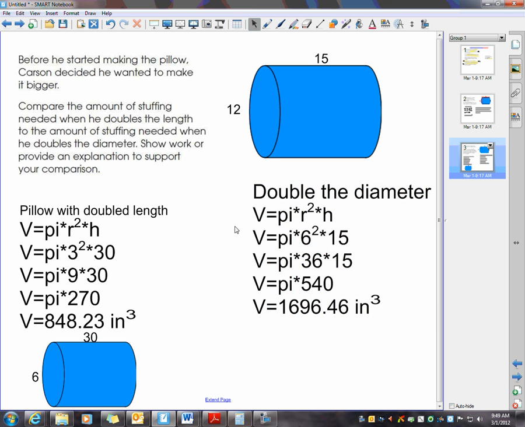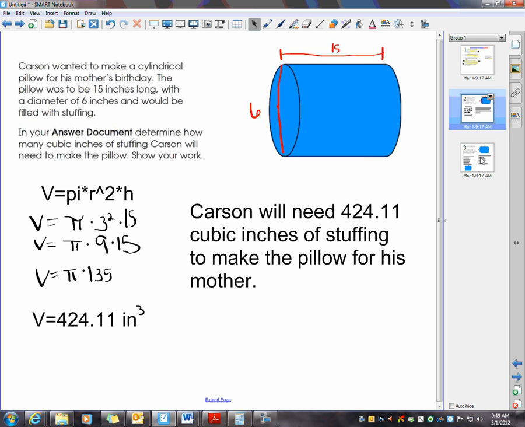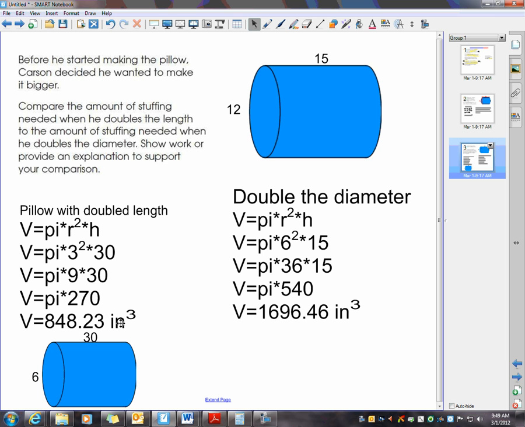All right, so if I double the diameter, this is how much stuffing I need. So notice that when I double the length, it gets significantly bigger from the first pillow, which was 424. If I double the length, it gets to be almost twice as big. If I double the diameter, it's almost 4 times as big as the original. Now, another common mistake is to not read carefully what you are to compare. So the problem says compare the amount of stuffing needed when he doubles the length, so this, to the amount of stuffing needed when he doubles the diameter.